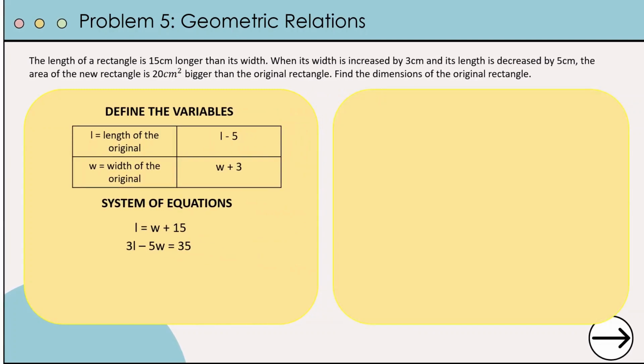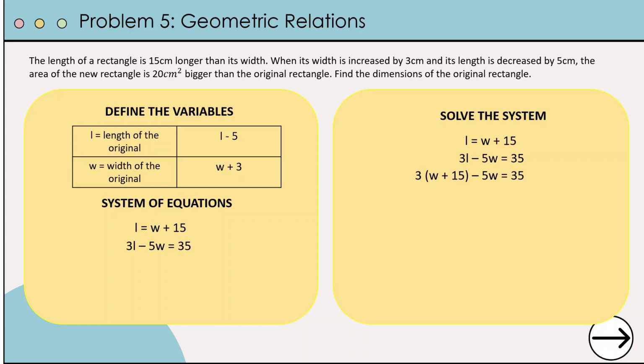Our third and last step is to solve for the system. We have here our equations L equals W plus 15 and 3L minus 5W equals 35. If you notice our first equation, L equals W plus 15, we can actually use this to substitute the value of L in our second equation. Then we get 3 times W plus 15 minus 5W equals 35.